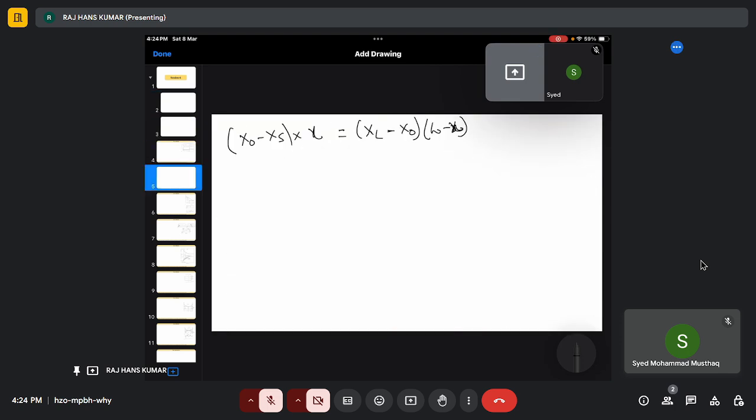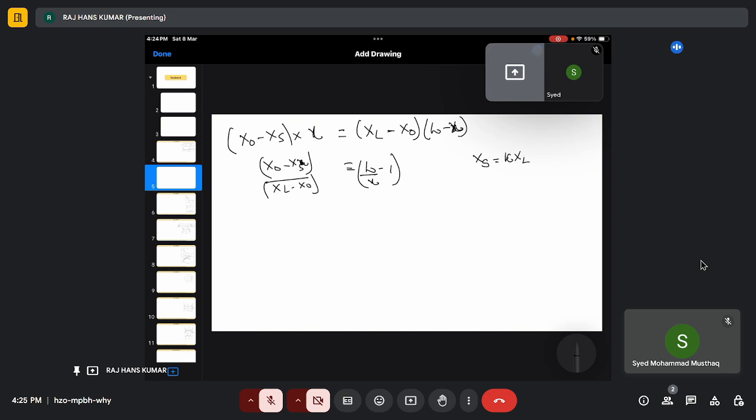Now, if I take X naught minus XS divided by XL minus X naught, that will be equal to L by x minus 1. Right? Now, if I want to take out x naught as a common, let's say that is a constant, then XS will be equal to k XL.